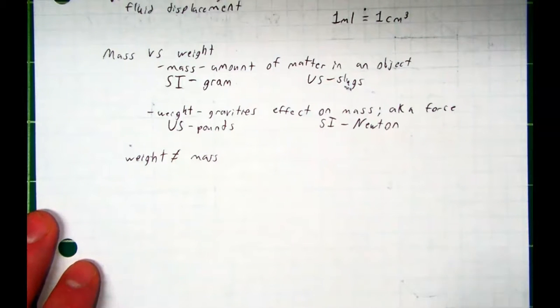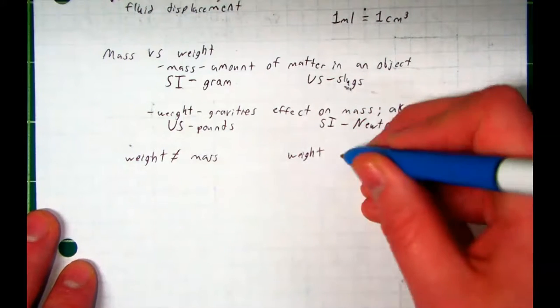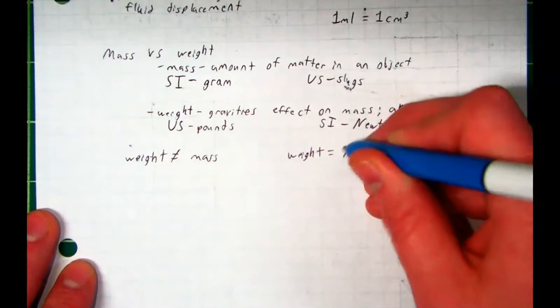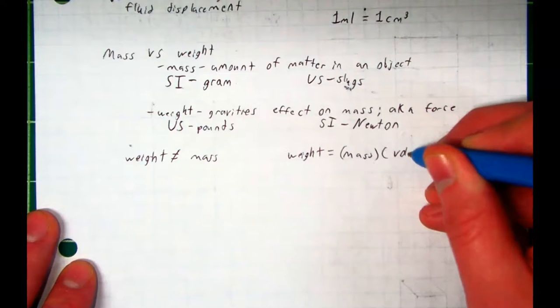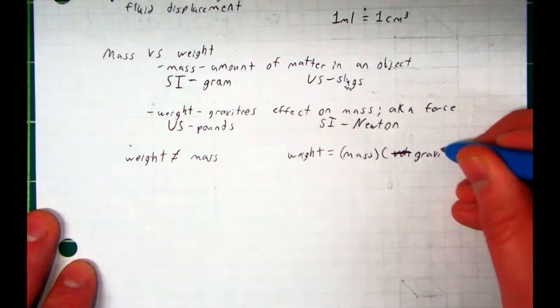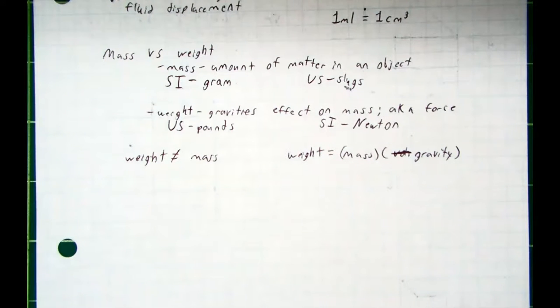Does that make sense? So we say weight is equal to mass times volume. No, not volume, I'm sorry, times gravity. I'm losing my mind in my old age. Mass times gravity. And that's the difference between weight and mass.